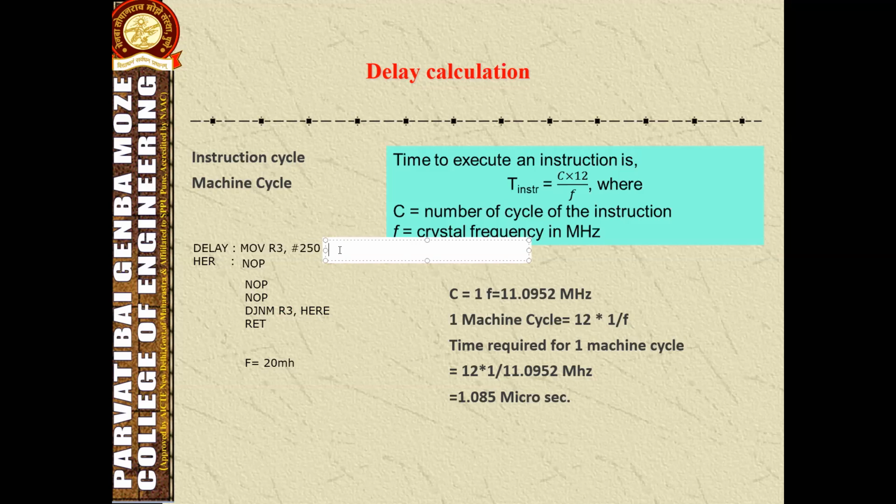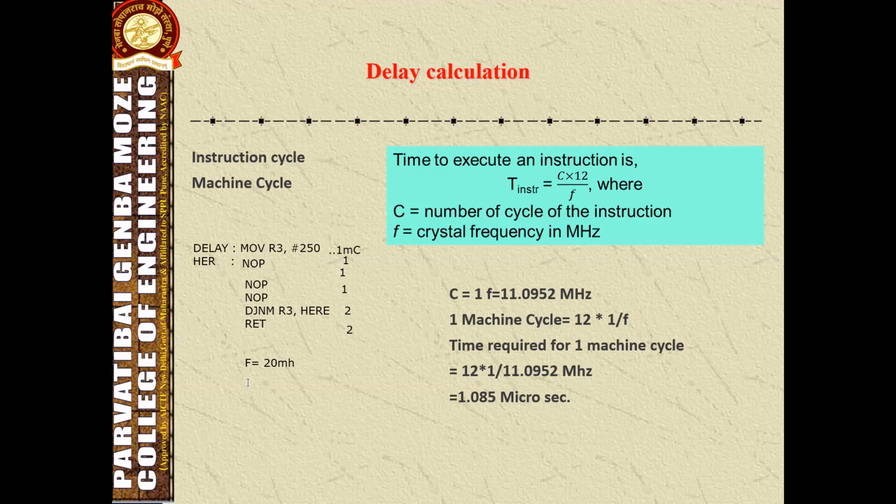This MOV instruction will take one machine cycle for executing, and this NOP instruction also takes one machine cycle, and similarly this NOP instruction will take one machine cycle. There are a total of 3 NOP instructions. And here this decrement and jump, how many machine cycles will it take? It will take 2 machine cycles, and the return instruction will take 2 machine cycles.